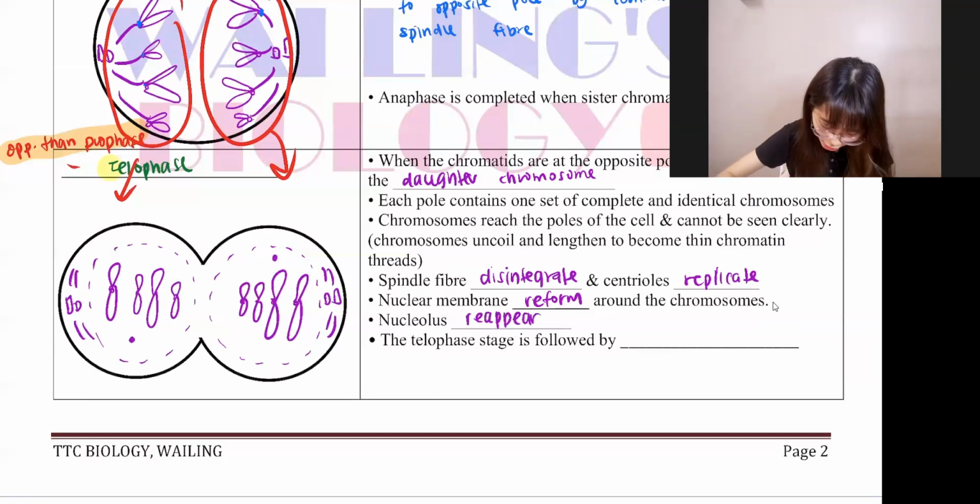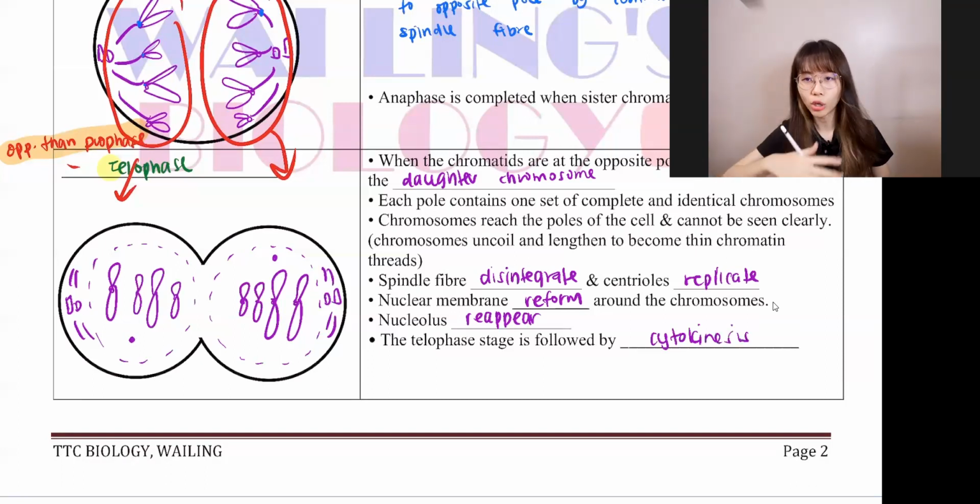The telophase stage is followed by cytokinesis. But today I will not continue with cytokinesis because it's another subtopic. So this is how we draw mitosis.